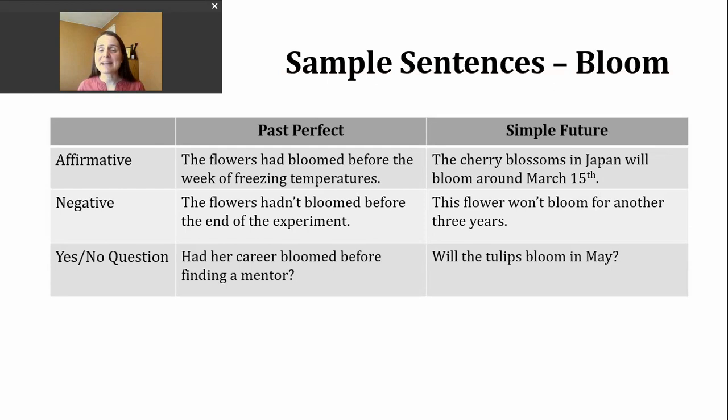And if you want to make a yes or no question in the simple future, start with will, then place your subject, and then the base verb. And again, this is the structure no matter what your subject is. So here's a yes or no question. Will the tulips bloom in May?